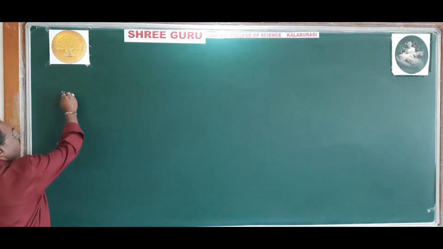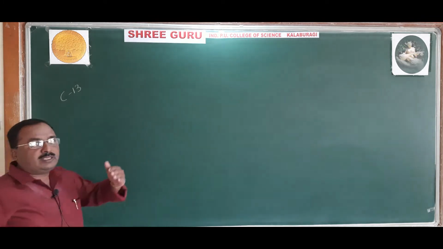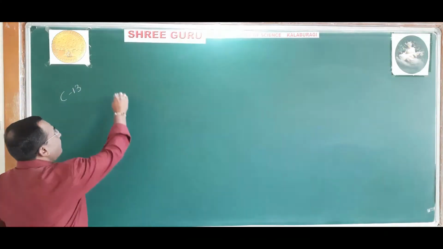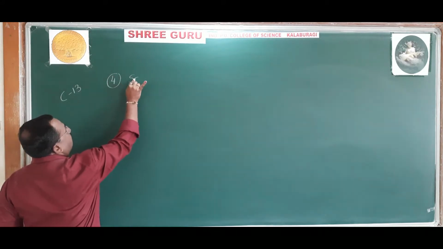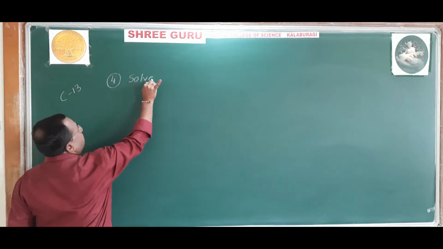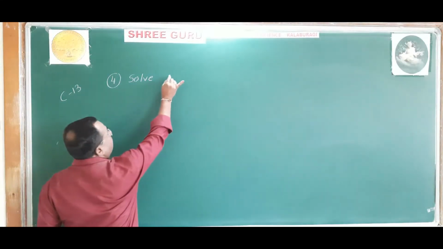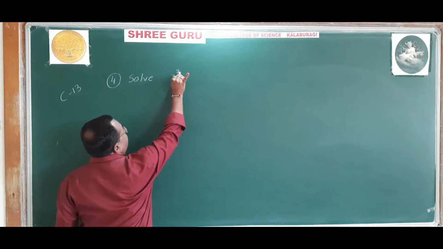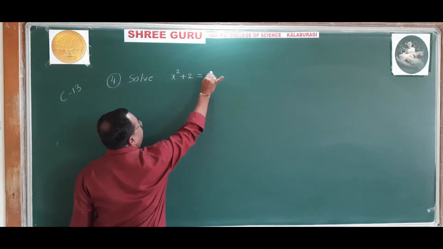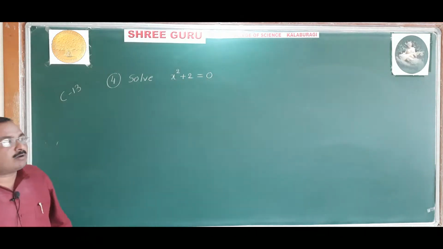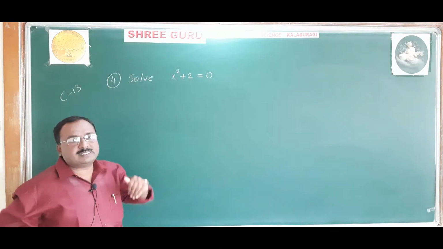To the students, class 13, continuing the quadratic equation. Example number 4: solve x square plus 2 is equal to 0. Solve this quadratic equation. This is a non-factorizable form.